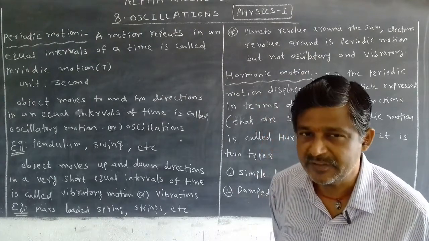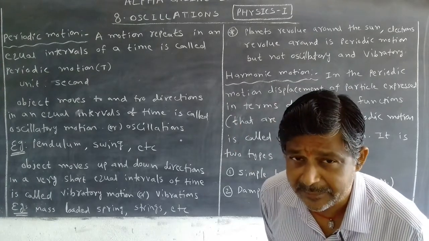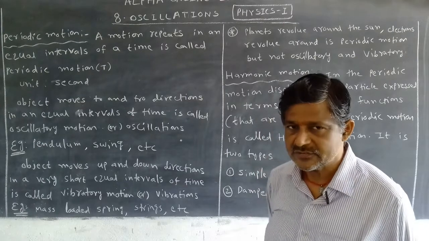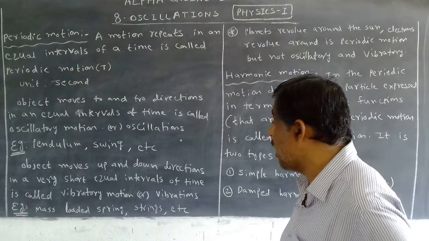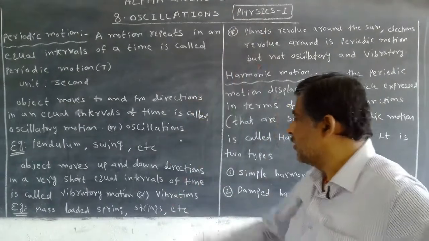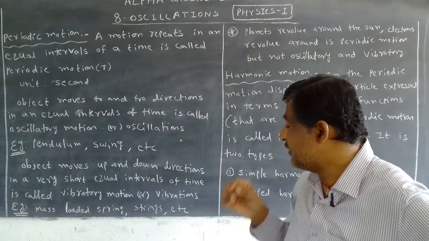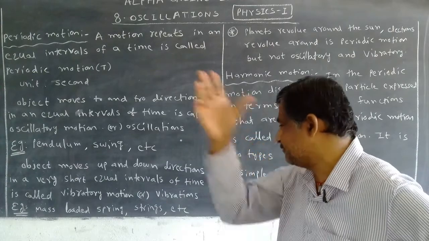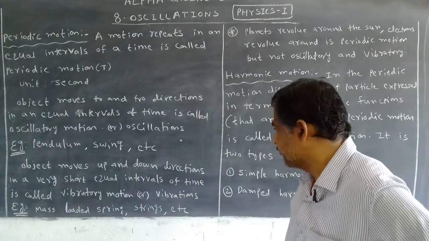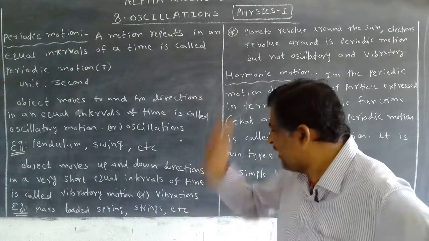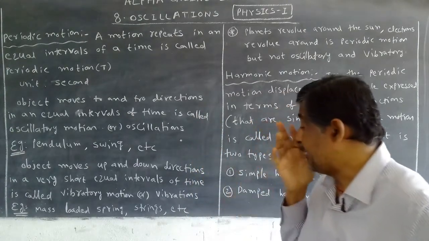Next, another type of periodic motion, vibratory motion or vibrations. Now, what is vibratory motion? The object moves up and down in a very short interval of time, like this, very fast. An object that moves up and down in very short intervals of time is called vibratory motion or vibration.